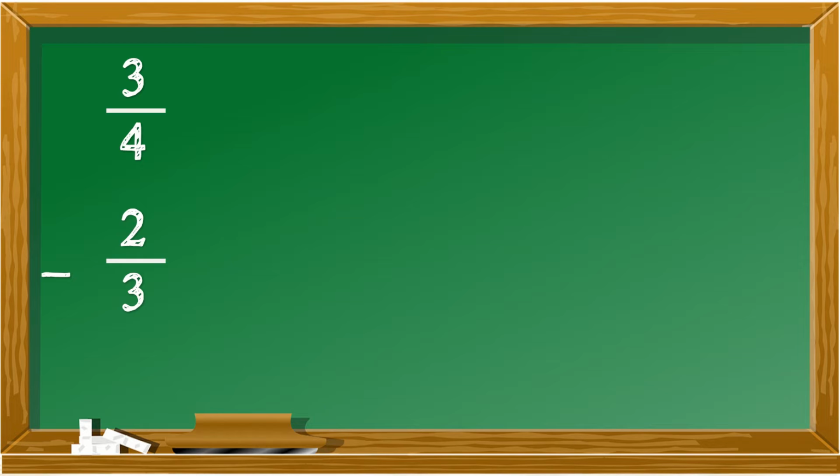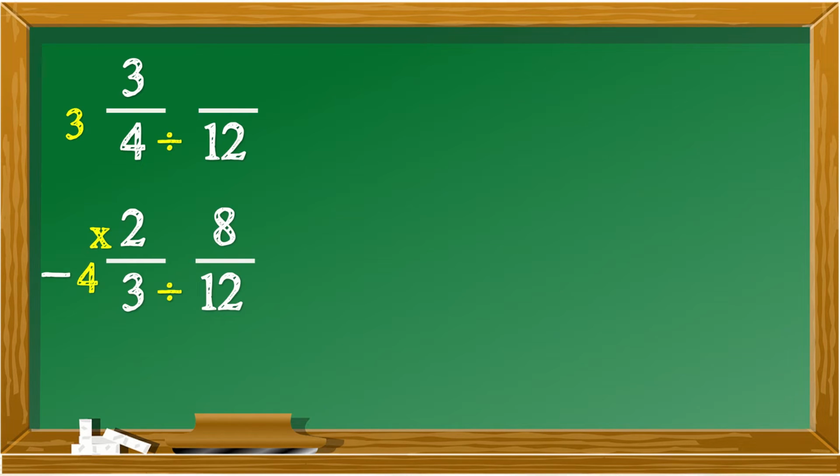So let us remove all the multiples and use 12 as their new denominator, and look for their new numerators. 12 divided by 3 is 4. 4 times 2 is 8. 12 divided by 4 is 3. And 3 times 3 is 9. So we have now our similar fractions, 9/12 and 8/12.